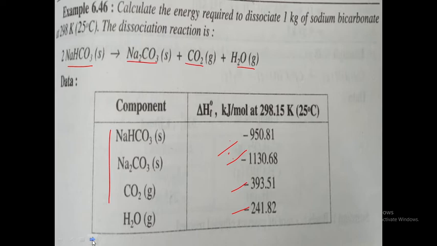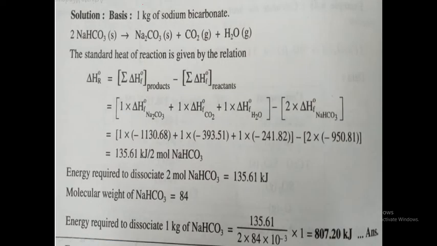But in this problem, 1 kg of sodium bicarbonate is given. So the kg value is better converted into moles or kilomoles. What is the relation between number of moles and weight? Number of moles is equal to weight divided by molecular weight. Using this relation, convert from kg to kilomole. So this is the basis of the problem: 1 kg of sodium bicarbonate is dissociated to produce the components.